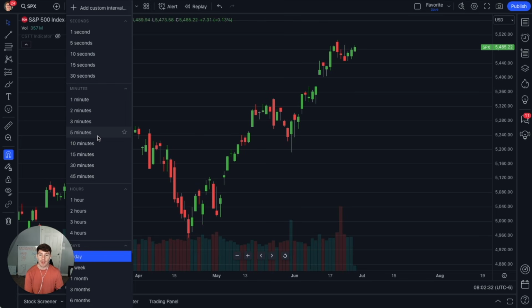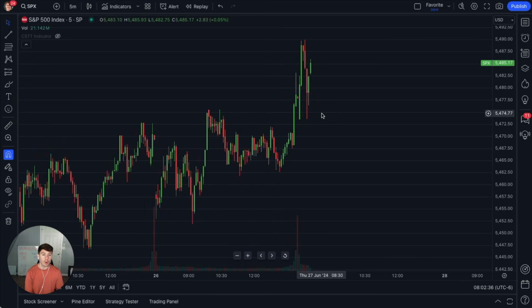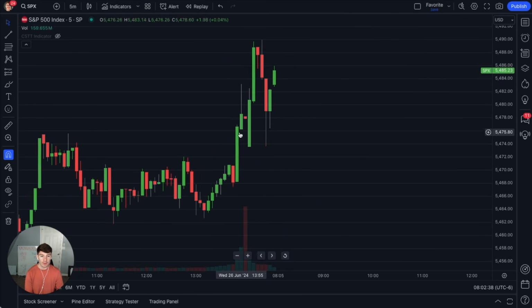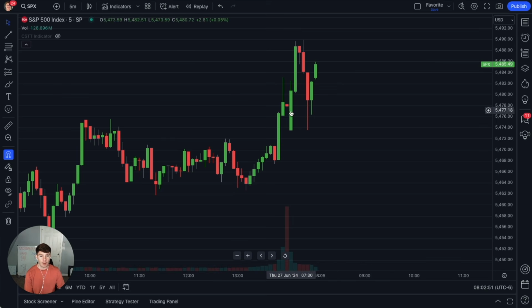So let's go to a 5-minute chart. From here, what we want to do is look at the morning of the open. You can see here, the market just opened right here. It's the 27th today. The market opened right here at this huge spike, and this is what the day has looked like so far. Green, green, green, red, red, red. I wanted to do this today because this is the ideal time to enter. So this is what we're going to do.